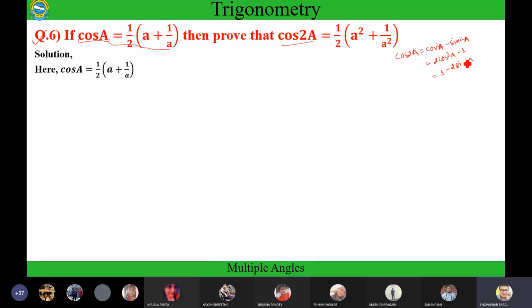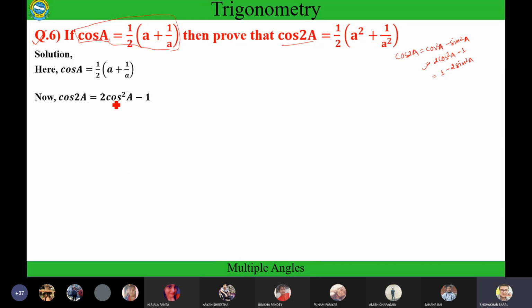So out of these three formulas, which one will best fit here is the second one, because cos A is given. So the second one will be the best formula to use here. So cos A is equal to 1 by 2 A plus 1 by A.